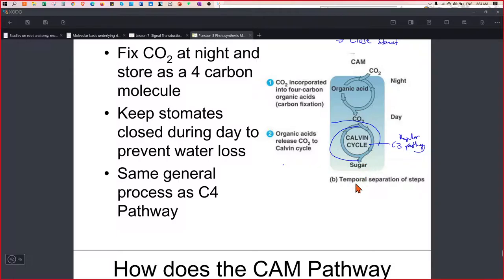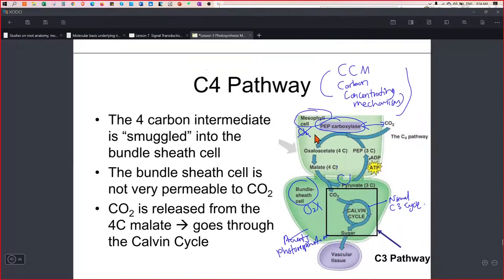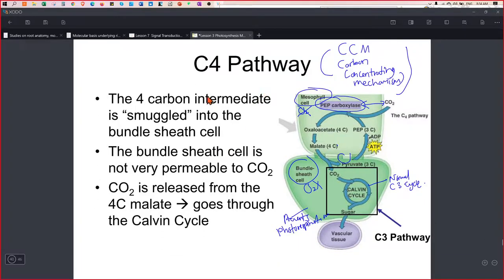So this is being separated temporally. Temporally means by time. On the other hand, the C4 pathway is separated spatially, by space, by using two types of cells, the mesophyll cells and bundle sheath cells. So the fixation happens in different locations.